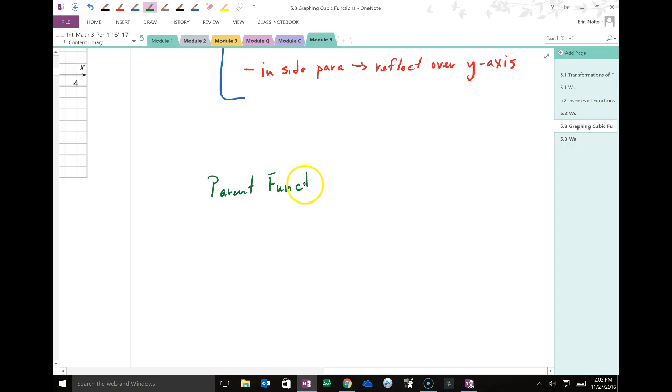Basically, a parent function is the most basic function where there's no adding, subtracting, multiplying, or dividing. There's just simply an x, and it is simply cubed. So the most basic parent function for a cubic is x cubed. We want to know what an x cubed function looks like.